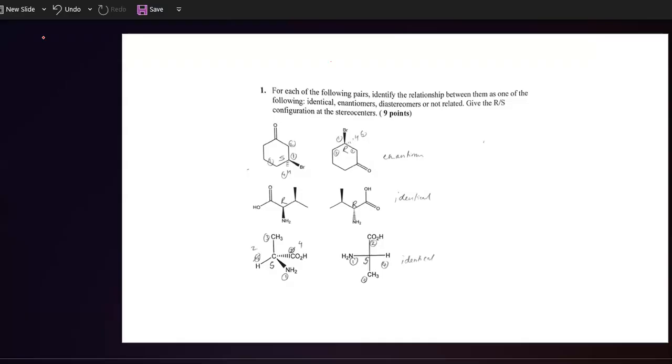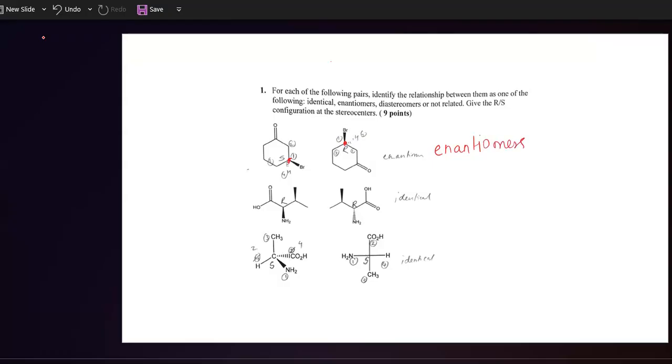Okay. Now in this case, if you look, we have two chiral centers, which I'm highlighting with this color here, and the priorities are given, and as you look at the priorities, this chiral center is S and this is R, and if you have complete stereochemistry reversed at the chiral centers, then they are enantiomers. So the first pair is enantiomers.